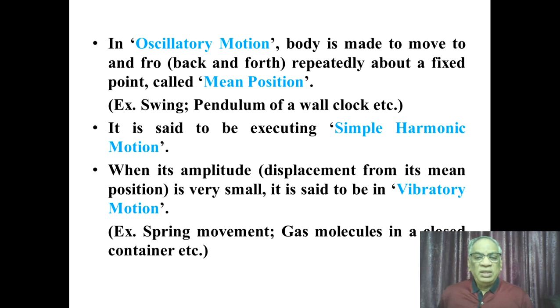It is said to be executing simple harmonic motion when its amplitude, that means the magnitude of movement from its mean position to either side of the mean position, is known as amplitude. When its amplitude is very small, then it is said to be vibratory motion. Examples: spring movement, gas molecules in a closed container, etc.